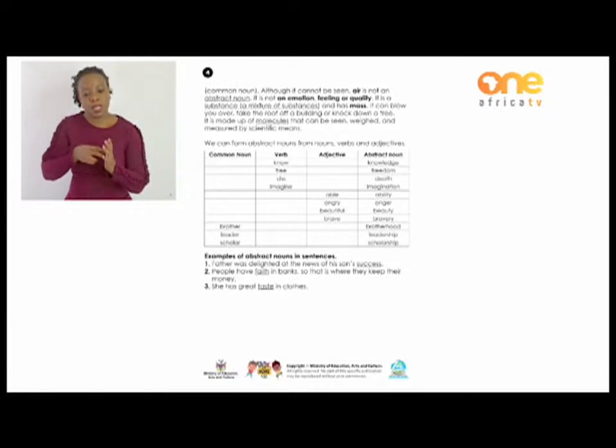The last one is, she has great taste in clothes. She has great taste in clothes. Taste is our abstract noun, which we cannot see, we cannot touch, so taste becomes the abstract noun.